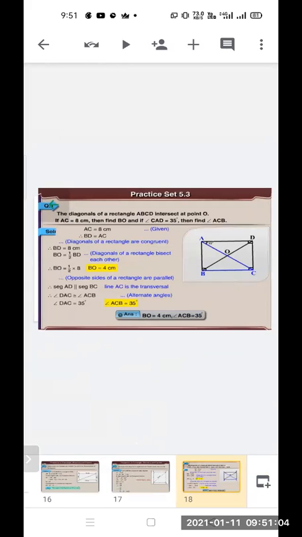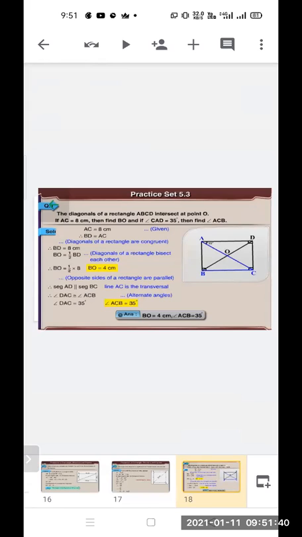So we are going to solve one question, Practice 5.3. Let us see the first question. The diagonals of a rectangle ABCD intersect at point O. If AC is given 8 centimeter, then find BO. And if angle CAD is given 35 degree, then find angle ACB. Let us see the solution.